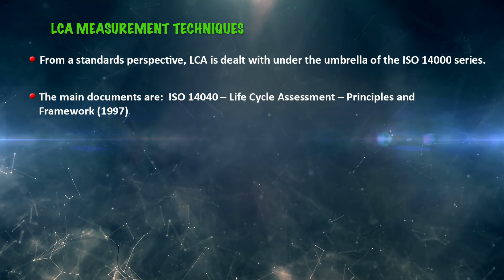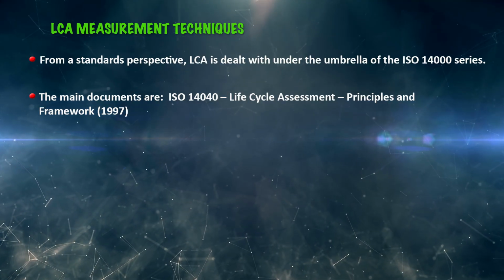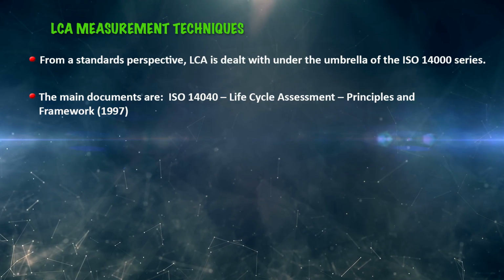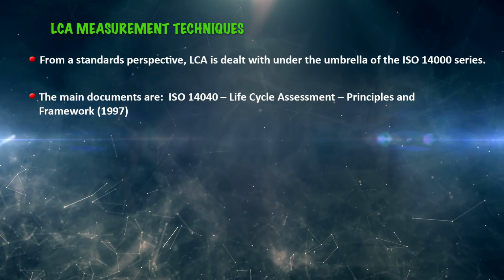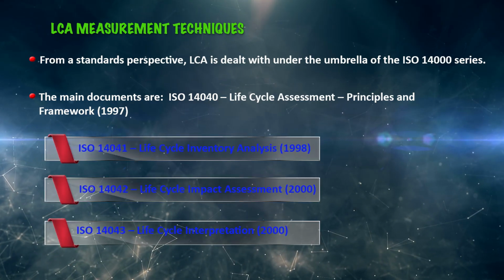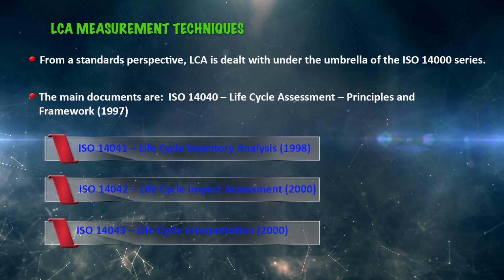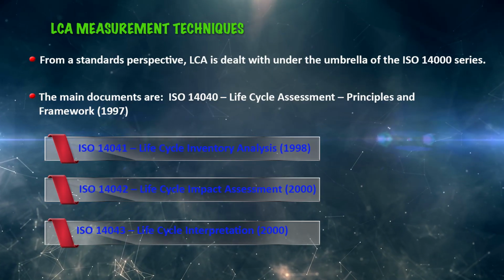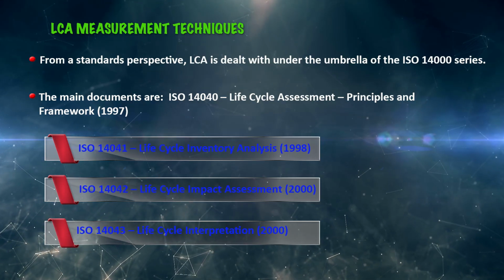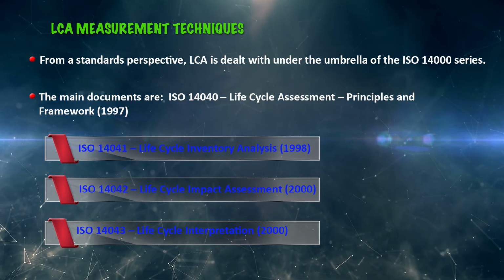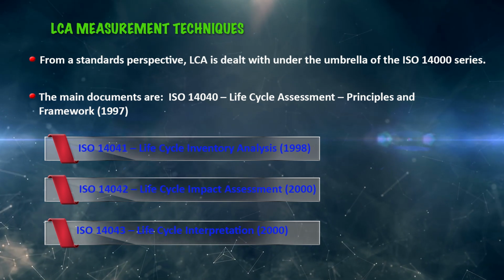So the main documents involved in life cycle assessment are ISO 14040, that is the Principles and Framework, 1997, and ISO 14041 gives the details about life cycle inventory analysis, that is 1998, and ISO 14042, life cycle impact assessment, 2000, and ISO 14043, life cycle interpretation, in 2000.